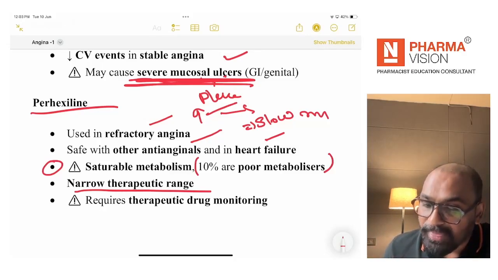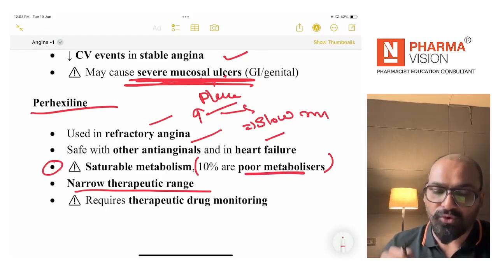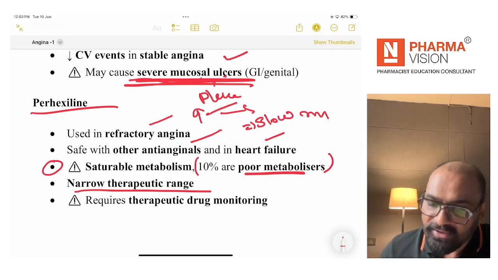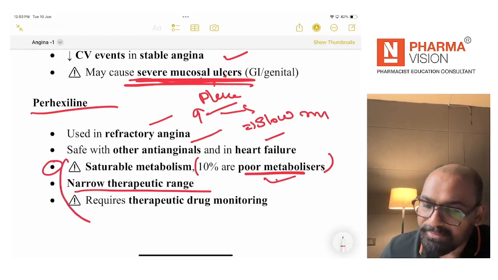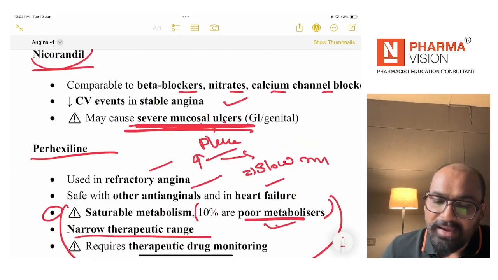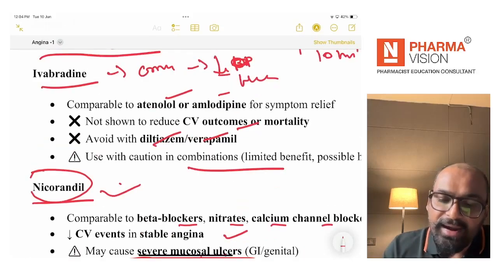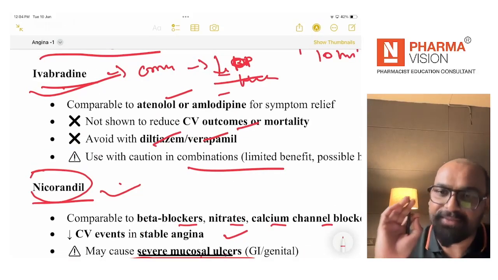That means in this kind of population we need a significantly low dose of perhexiline. This is very unique information about perhexiline, so you have to remember. Metabolism is important for perhexiline, mucosal ulcer is important for nicorandil, and ivabradine slows down the heartbeat. That is an important point.